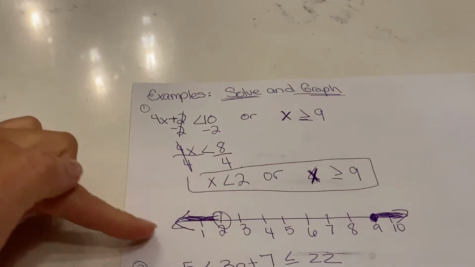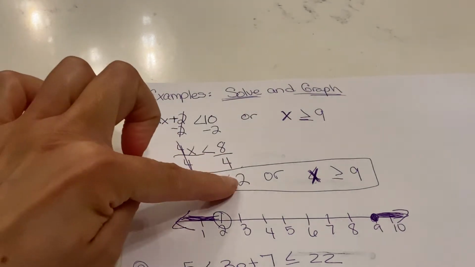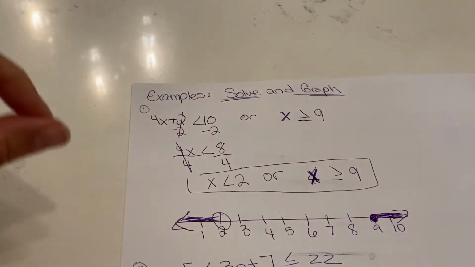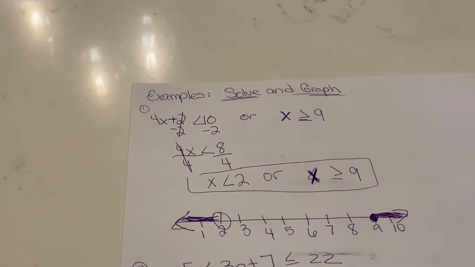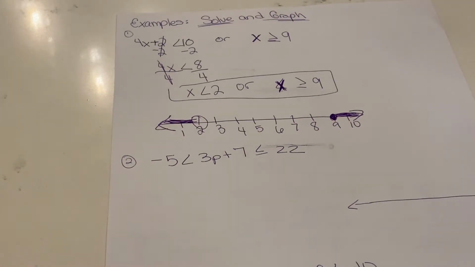So for class work, what you're gonna be emailing me is your work, the solution, and the graph for every single problem. Is that understood? All right, so now let's go to example 2.